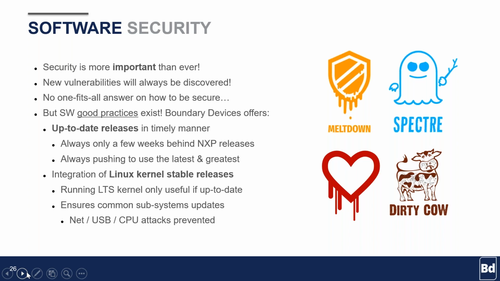And that is why Boundary Devices is always following the latest NXP releases, because not only does it provide the latest and greatest NXP packages, it also provides all the latest bug fixes for all the programs across your image. And the same goes for the Linux kernel. We integrate all the Linux kernel stable releases starting with the 4.19 kernel to make sure that all the known CVEs are fixed ASAP. So as soon as a stable release is published publicly, we integrate it into our Linux kernel.